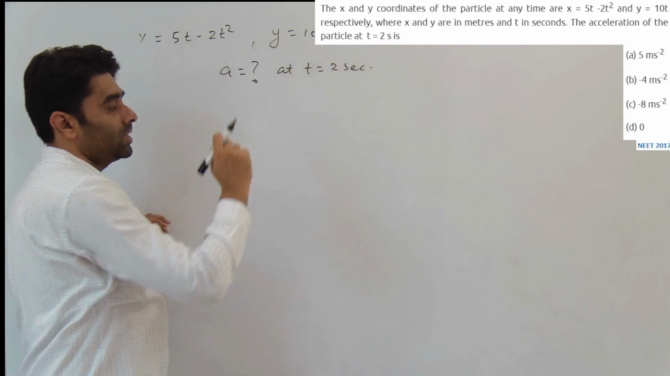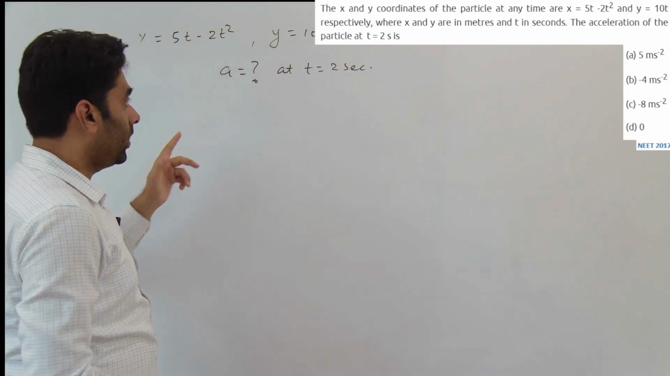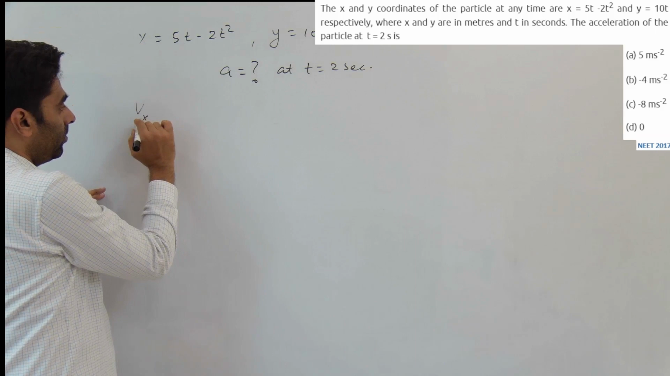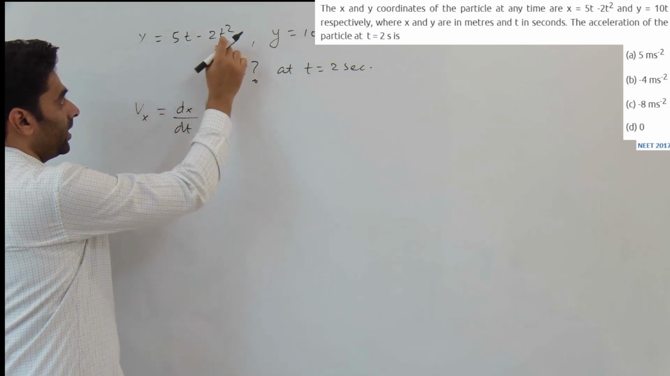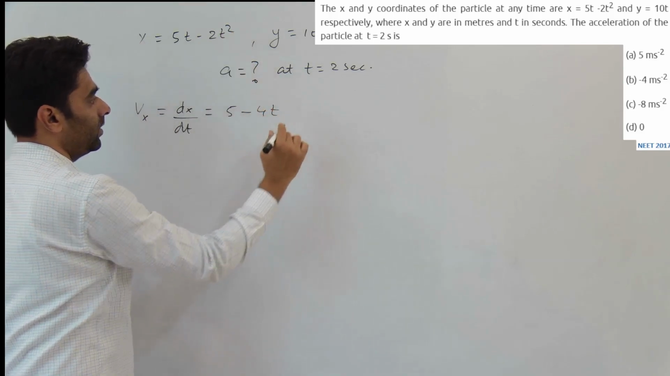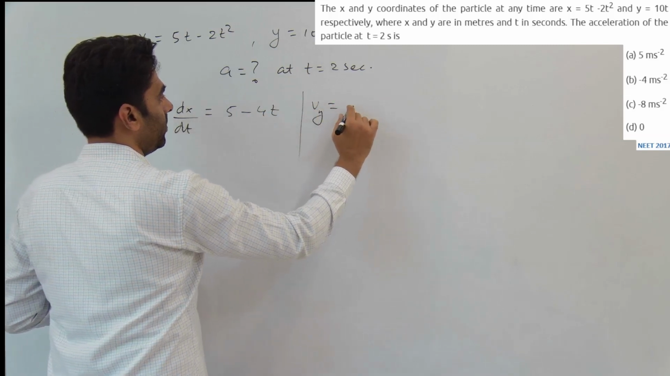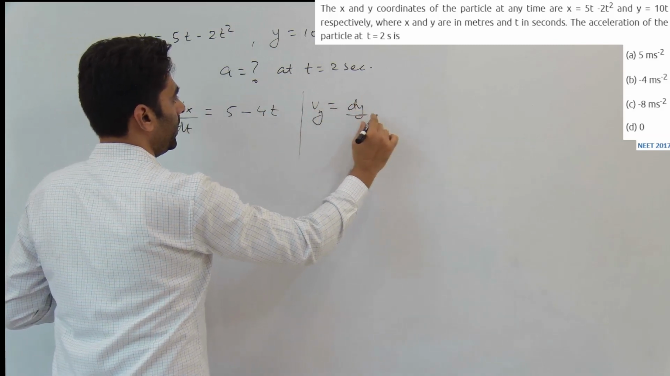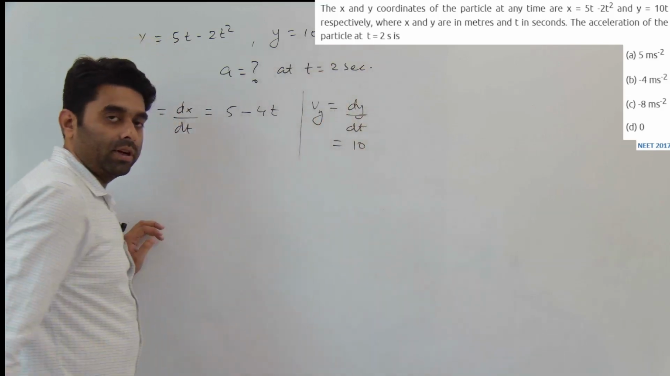Now positions are given to us as a function of time t in x and y. So what can we write? Velocity in x will be dx by dt. If we do it, what we'll get? 5 minus 4t. Similarly over here, velocity in y, if we write down, it will be your dy by dt, which if we differentiate it, will come out to be 10.